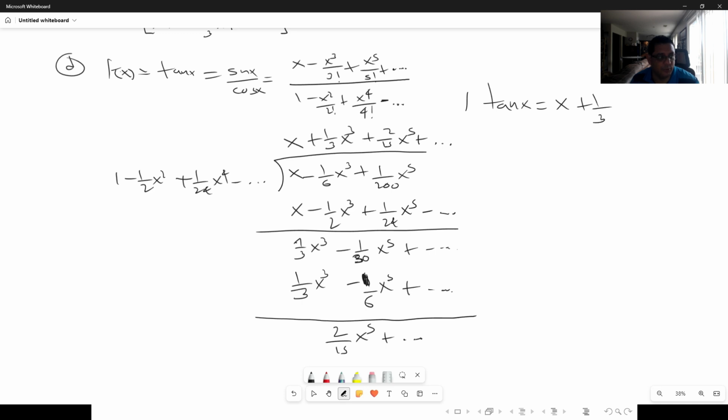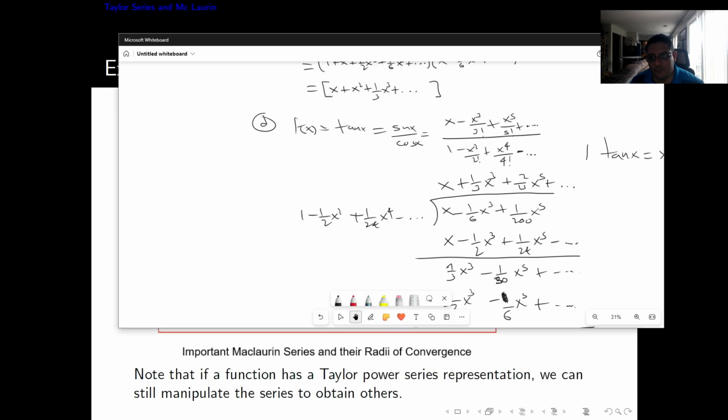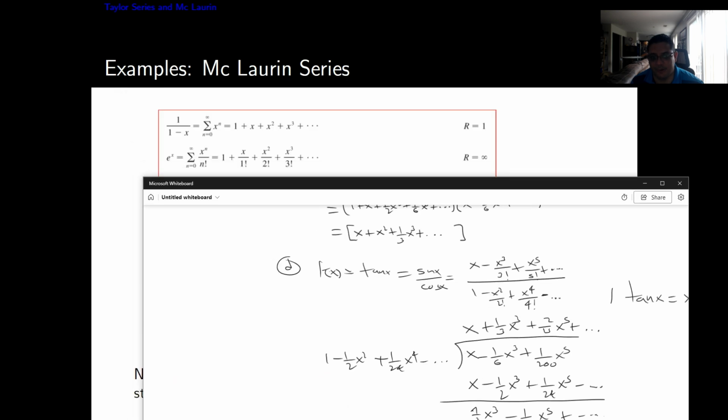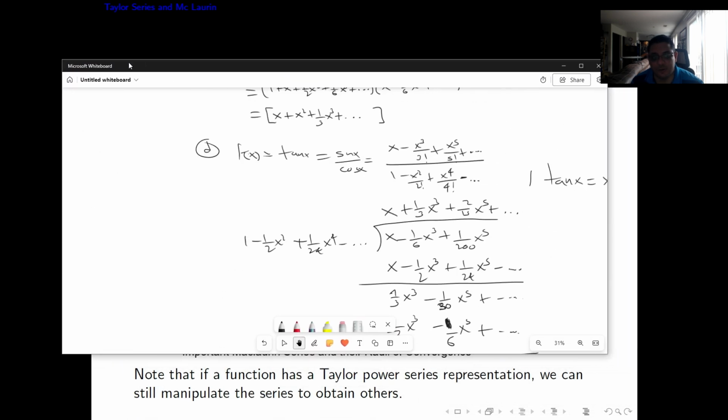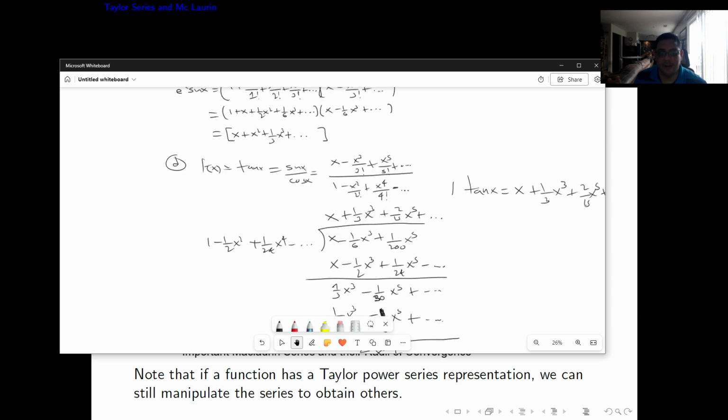So x plus 1/3 x to the 3 plus 2 over 15 x to the 5 plus, and so on and so forth. So even if it's not very clean, because this is not a very clean calculation, you can certainly use power series from previous information, like for example this table that we have over here, to find power series for other types of functions.